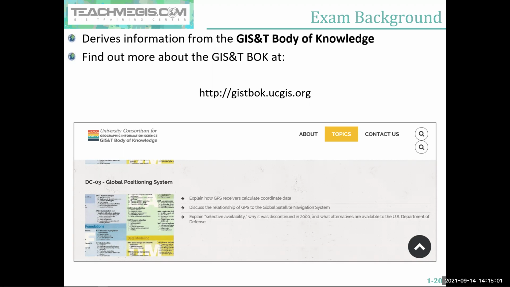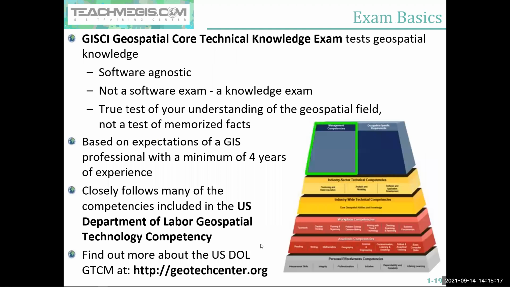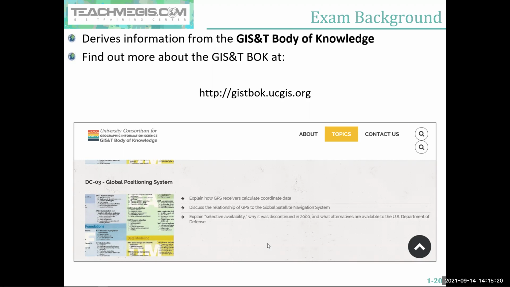Now, you don't need to go study this body of knowledge. It's, I don't know, like 90 pages or something. But I'm telling you this because I want you to know, again, the questions weren't just pulled out of the air. They're based on the Department of Labor's standard, the geospatial technology competency, and this GIS and T body of knowledge. Okay, but don't feel you have to go study this whole thing, because there's a bunch of stuff in this body of knowledge that's not tested. It's comprehensive. Like if you want to get a PhD in geodetics, that stuff's going to be in the body of knowledge. You don't need to be a PhD in geodetics to pass this exam.